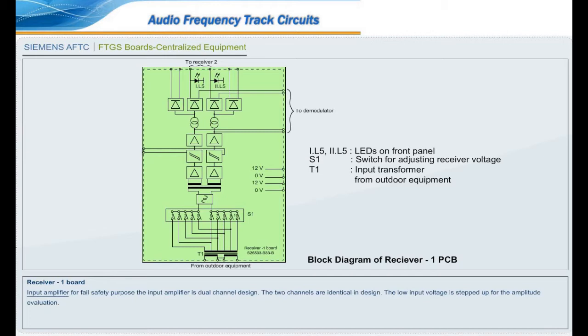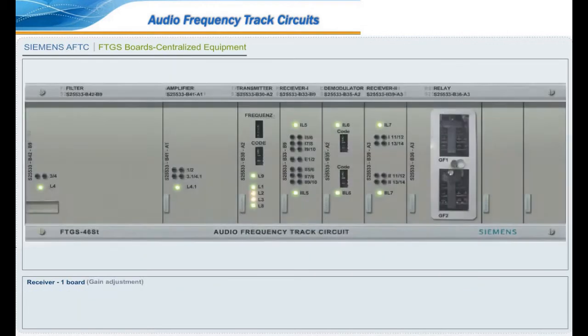Input amplifier. For fail-safety purpose, the input amplifier is dual channel design. The two channels are identical in design. The low input voltage is stepped up for the amplitude evaluation. The amplitude of the stepped up input voltage is evaluated by comparing it to a fixed threshold value. If the threshold is exceeded by half wave, one pulse is generated.